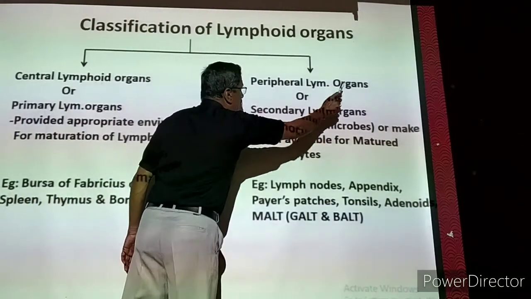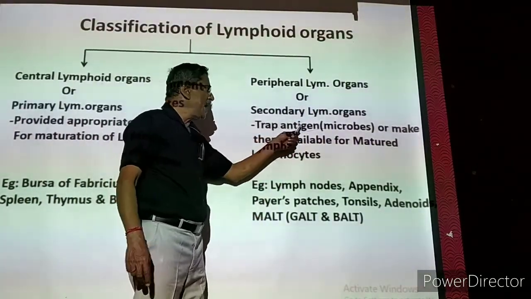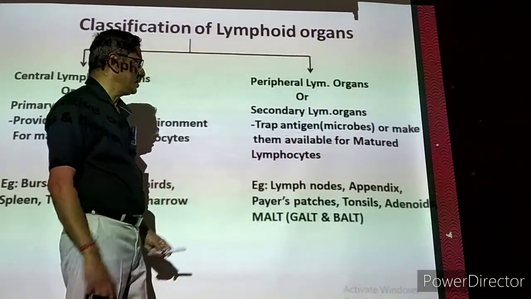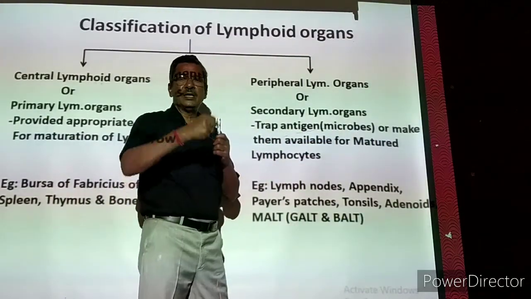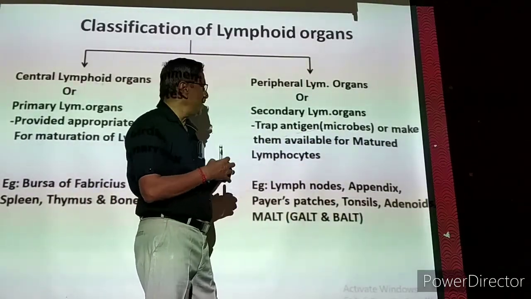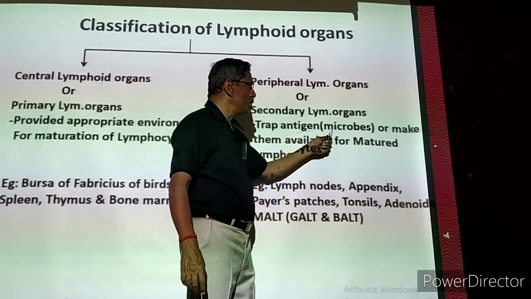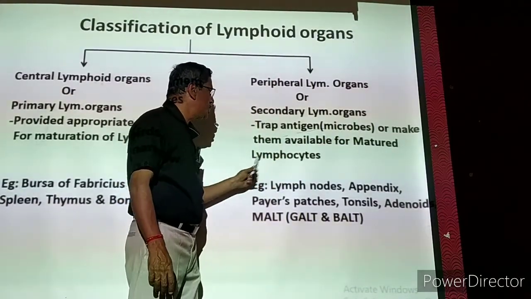Now we are coming to peripheral lymphoid organs. What they can do is they can trap antigen. Antigen is nothing but a foreign body or foreign chemical. Now that is only microbes. Trap means entangling, attracting, enclosing. That is called trapping antigen, microbes, or making them available for matured lymphocytes.